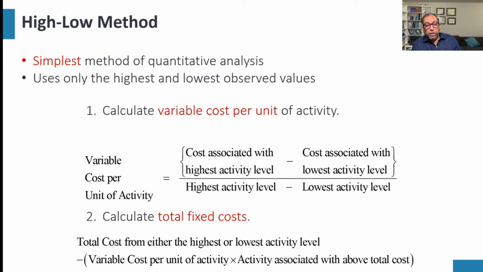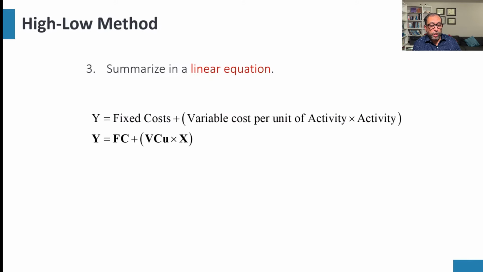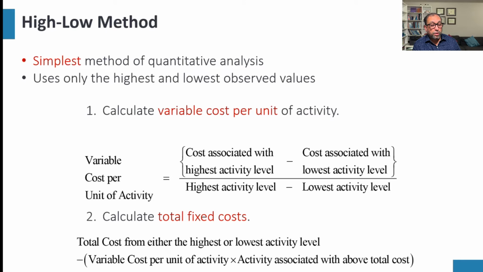The first method is the high-low method, the simplest method of quantitative analysis. It uses only the highest and the lowest observed values. Like here in this case, we see the highest observable value and the lowest value, and then we can use those to figure it out. How can we figure it out here? The cost associated with the highest activity level minus the cost associated with the lowest activity level, divided by the highest activity level minus the lowest activity level.